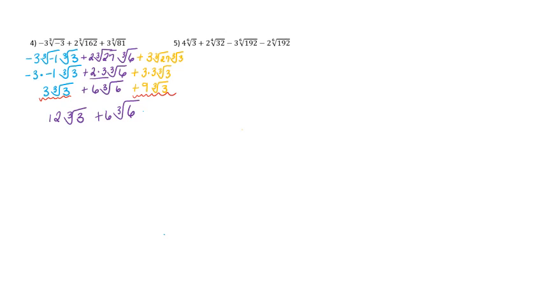All right, let's look at number 5. Let me see, 4 6th root of 3 is already simplified. All right, let's look at the next one. Plus 2 fourth root of 32. I'm pretty sure 32 is divisible by 16. Let's see, 16 goes into 32 twice. And the fourth root of 16 is 2. So times 2, fourth root of 2. 2 times 2 is 4.